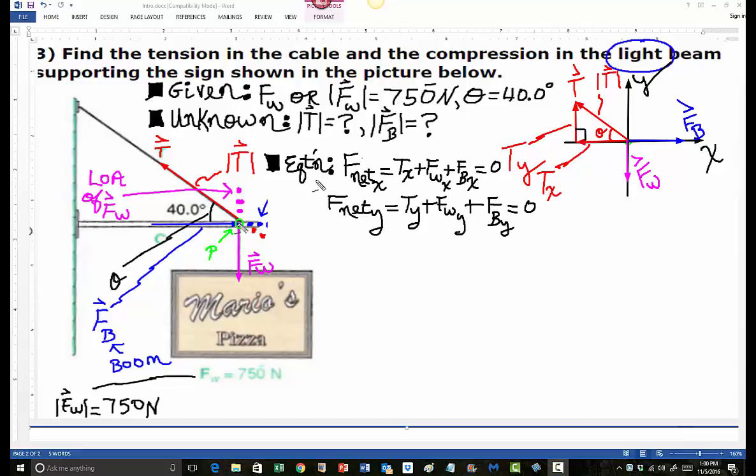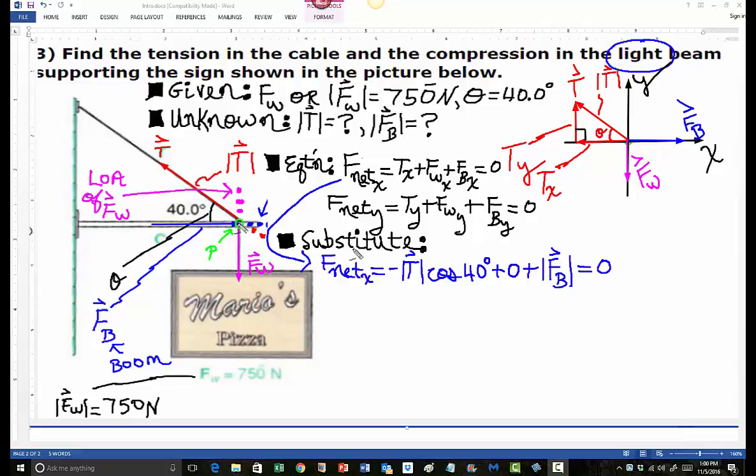The equations. Since this is a concurrent force system that is at rest, we have equilibrium in two dimensions. Therefore, the equations are that the total force along the x-axis, F net of x, is 0. F net of x consists of the x component of the tension vector plus the x component of the weight vector plus the x component of the boom force vector. Likewise, the total force, F net of y, along the y-axis is 0, and it consists of the y component of the tension vector plus the y component of the weight vector plus the y component of the boom force vector.